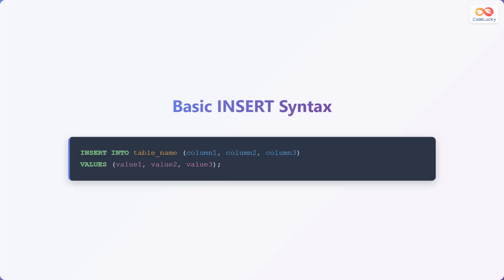Let's start with the basic syntax for inserting data into a MySQL table. The command begins with insert into, followed by the name of the table you want to insert data into. Then, in parentheses, you list the columns you want to populate. After specifying the columns, the values keyword is used, followed by another set of parentheses containing the corresponding values for each column. Ensure that the order of the values matches the order of the columns specified earlier.